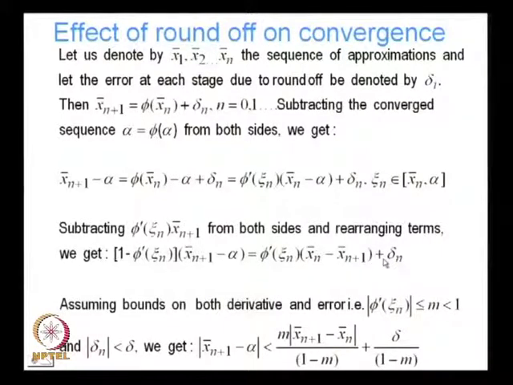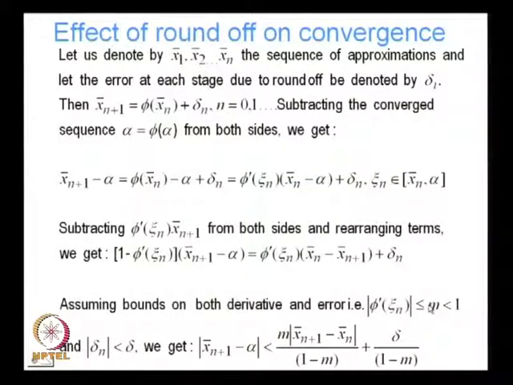So, let us assume bounds on both the derivative and the error. Let us assume that the derivative is bounded, that the absolute value of phi prime xi n is less than or equal to m, which is less than 1, which is what we assumed earlier, remember.